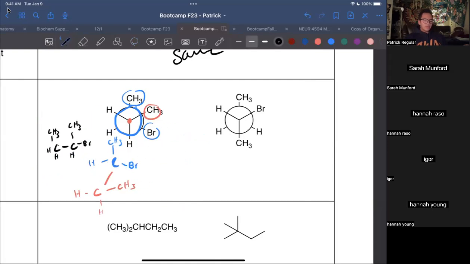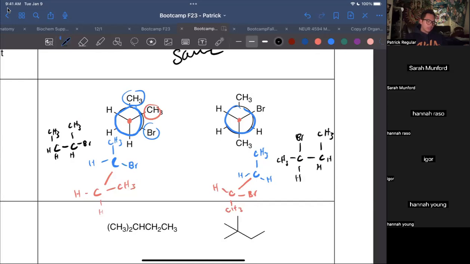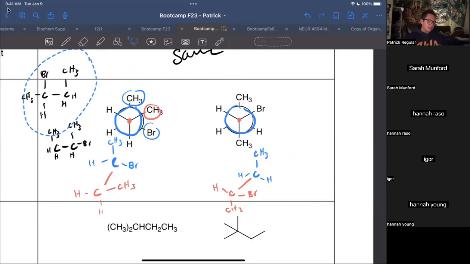There you go. For this right one, let's keep it consistent with the colors. Carbon here, blue carbon here. Back carbon, CH3, H, H. Front carbon, CH3, Br, H. Could I redraw it? Hey, look: CH3, H, H, Br, CH3, H. Well, if you look at that, they're the same. They're both 2-bromobutane. These are the same.